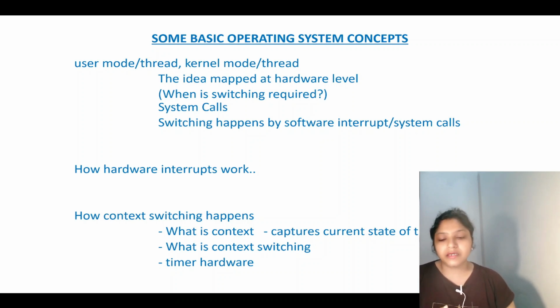Now, the third thing is a very practical use case of this hardware interrupt. To understand that, first let's understand one problem and then see how the hardware interrupt solves it. The problem is, how does context switching happen? Before we get into that, we need to understand a couple of things. We need to understand what a context is, what context switching is, why it is needed, and then we'll move to how that happens.